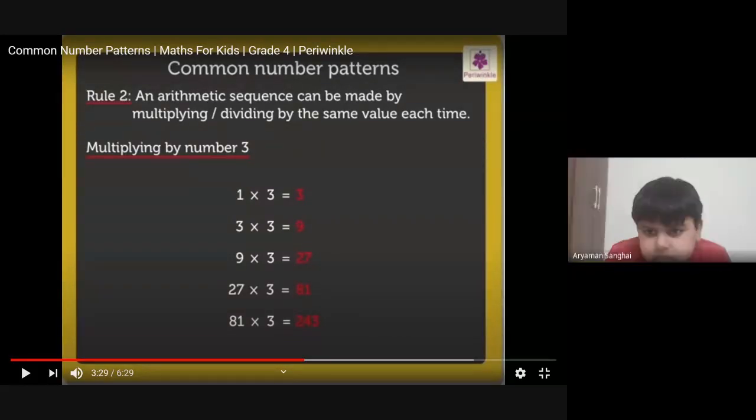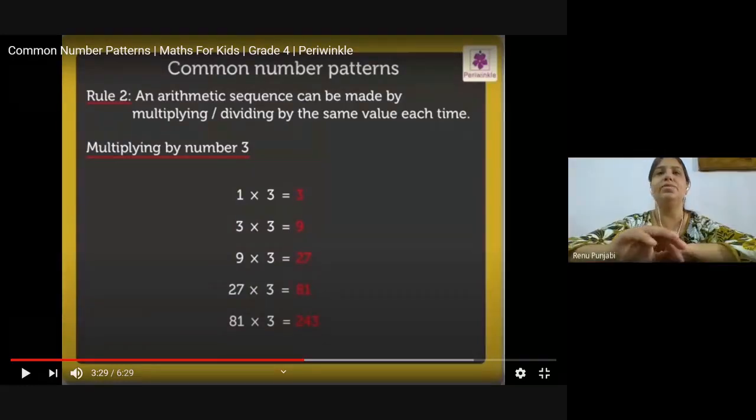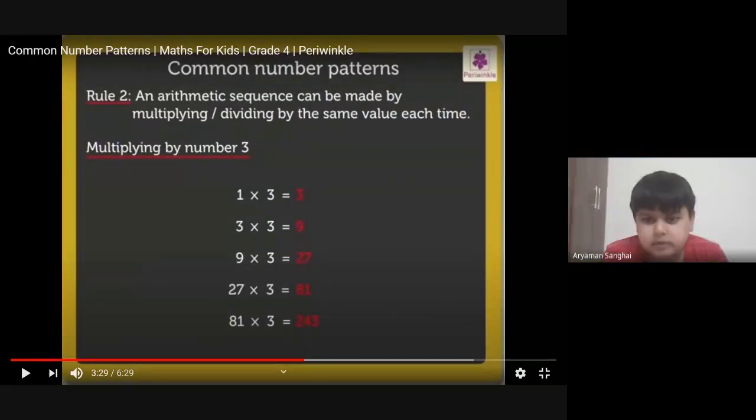Yeah, number pattern. This number line is just, please mute your mics, otherwise my voice will echo. Yes, this number line is just showing you to explain you the rules of the pattern. When you do the pattern of numbers, you will not need to draw the number line. You have to think mentally and write. Clear, Aryaman? Yes, ma'am.